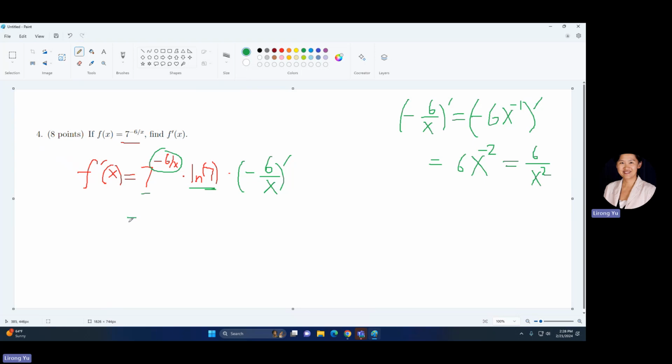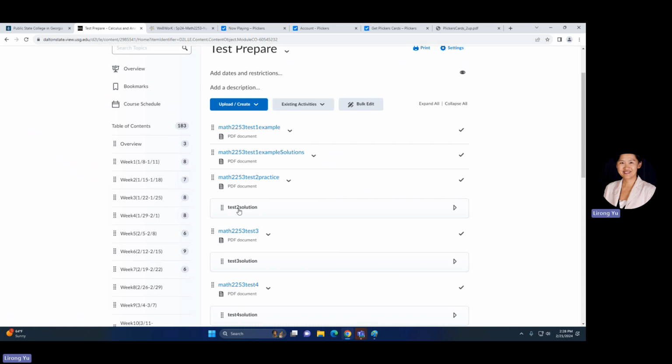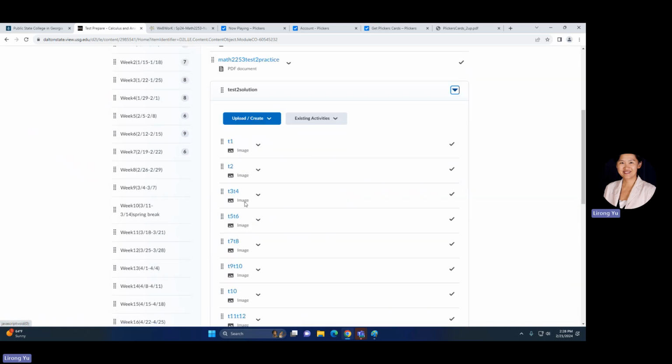I'm just trying to rewrite it. It's going to be 7 to the negative 6 over x times ln 7, and then times 6 over x squared. That's every component of the differentiation. This is applying the chain rule. I applied the chain rule one time. Any questions? You can compare that with my solution. Your solution is the same. It's the same. Okay. Question.